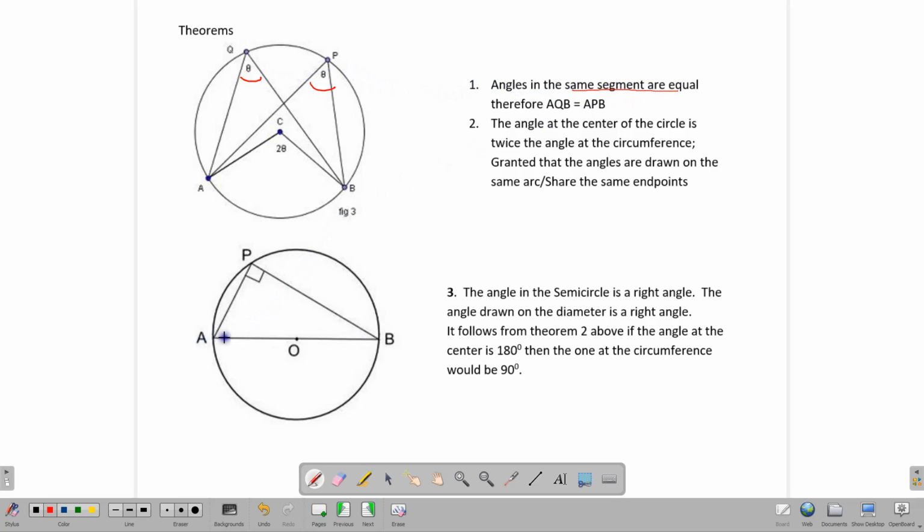Next one, if you should draw an angle on a diameter, that is, this is the diameter of the circle, and you draw the angle on the diameter, then the angle here, as long as it touches the circumference, is equal to 90 degrees. So we summarize that and say it as angles in a semicircle. The angle in a semicircle is a right angle.